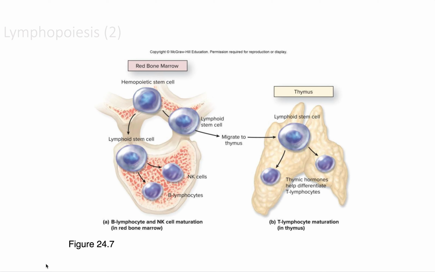So during this process, we have to remember that all of your lymphocytes originally start in your red bone marrow. This process is called lymphopoiesis. It's a process of lymphocyte development. Here we have a picture of a red bone marrow. All these lymphocytes are going to originate in the red bone marrow, but their maturation can be in different sites.